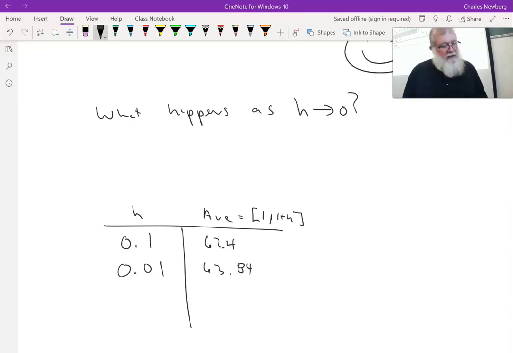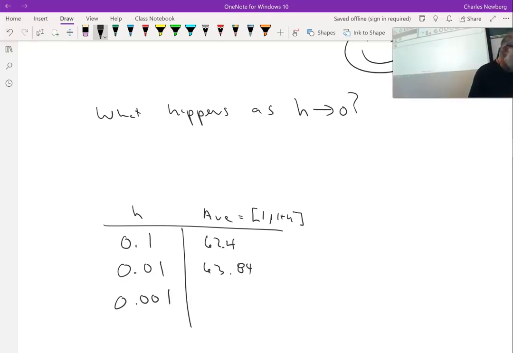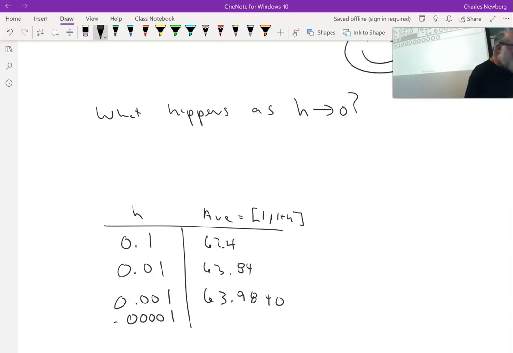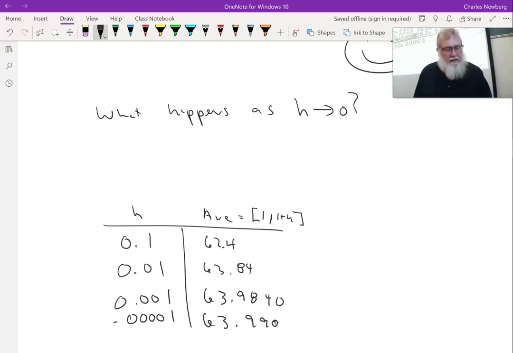All right, so let's put in what's closer than 0.1? About a thousandth, 0.001. Put that in real quick. Hit enter, and that is 63.9840. What's closer than a thousandth? How about a ten-thousandth, 0.0001? Let's put that in real quick. 0.000 zeros and a 1. Hit enter, and that is 63.998.